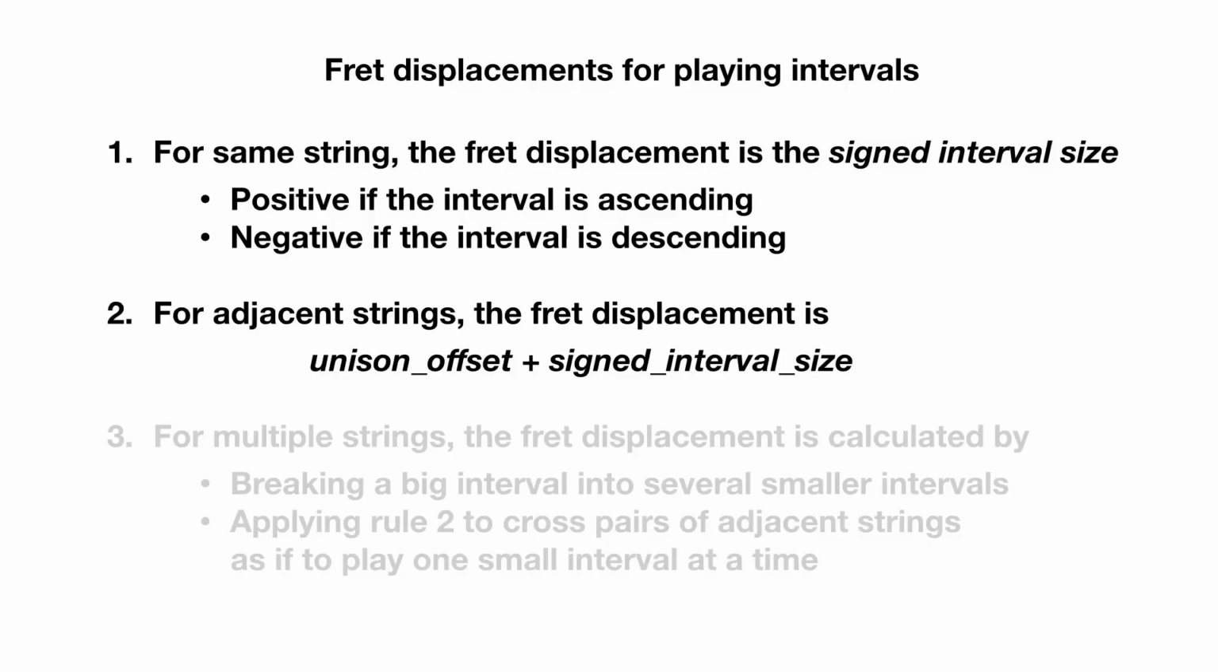It's better to play intervals larger than 3 semitones across adjacent strings. To do that, we use Rule 2 on this slide, which is that the fret displacement is the sum of the unison offset and the signed interval size. You have to remember the sign convention and exercise common sense, so to speak. Develop a feel for when the formula is useful.